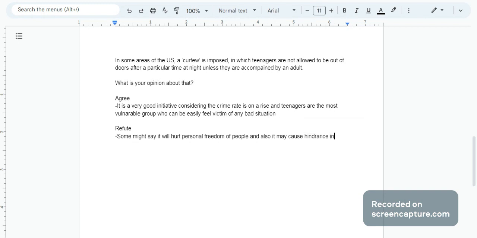in their necessary stuff like studies, jobs, etc.